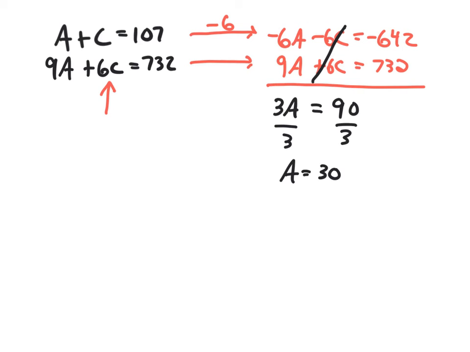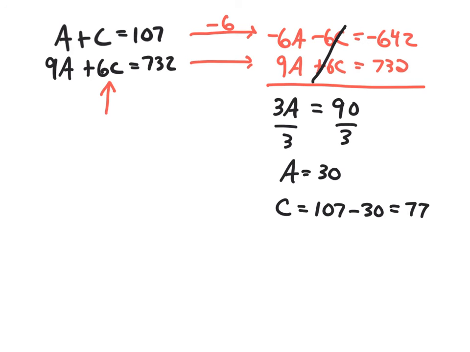Now I can substitute back into either of the original equations, but I know that there were 107 people total, so the number of children has to equal 107 minus the number of adults, 30, which is 77.